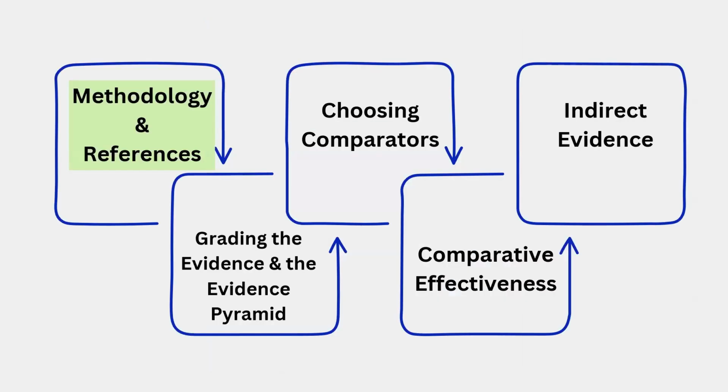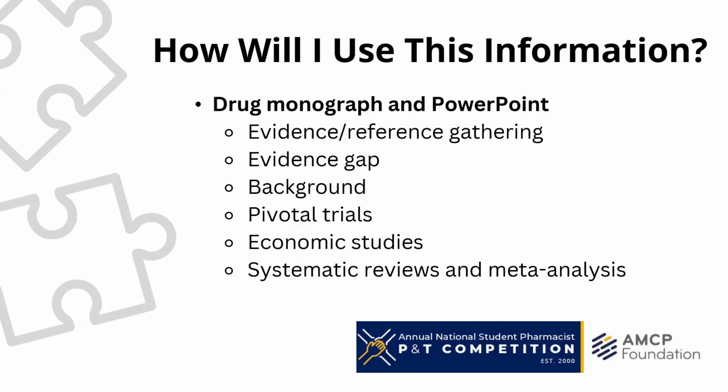This first section will start off with methodology and references. And so when we think about your methodology and your references that you're using in your lit search for the P&T competition literature review, you'll need to use this information throughout. So you'll need to use this information in both your drug monograph and your PowerPoint. You'll be using this to gather all the evidence that you're going to use in your write-ups, all the evidence that you'll use to make an informed recommendation for the drug for that year's competition.